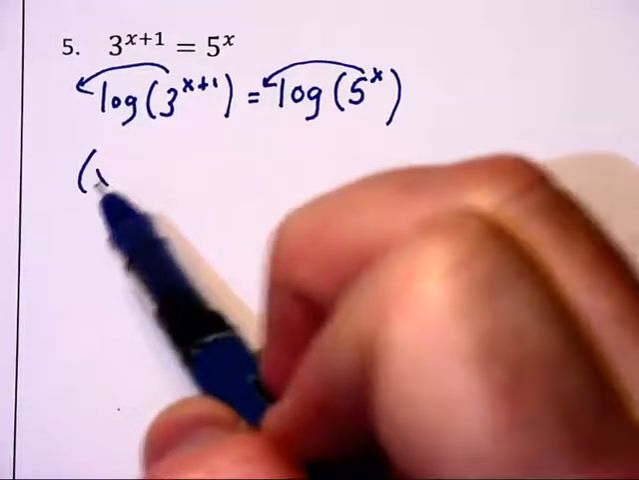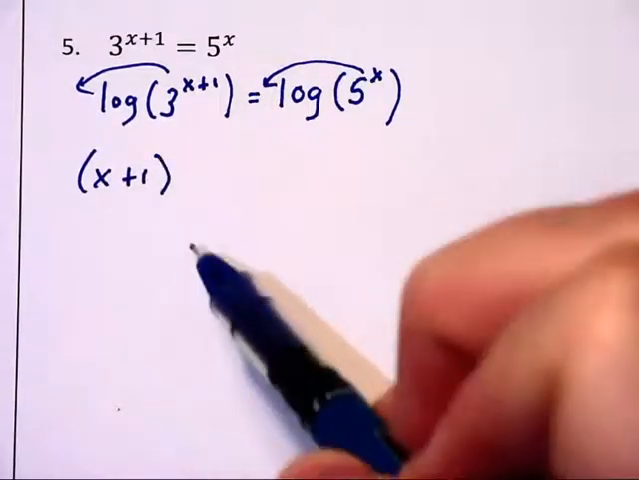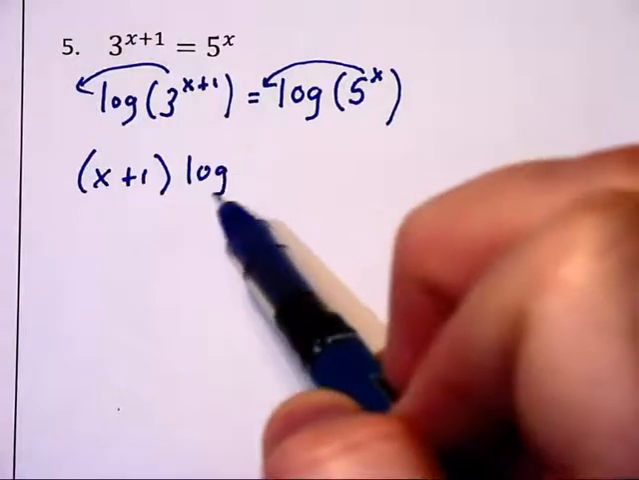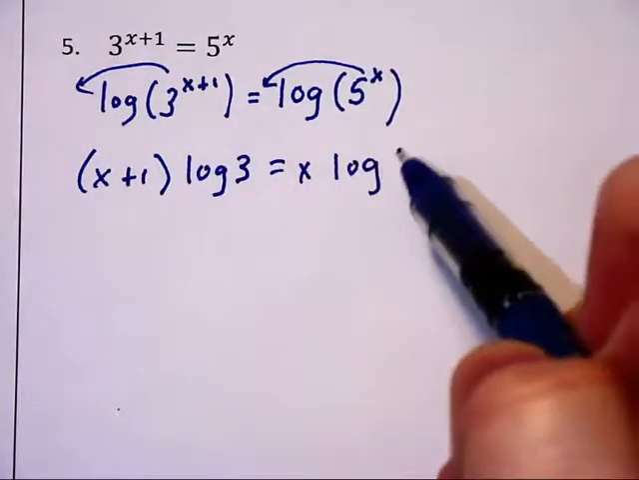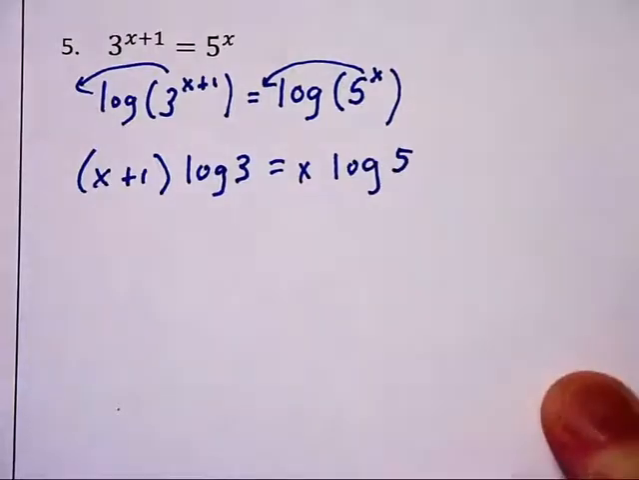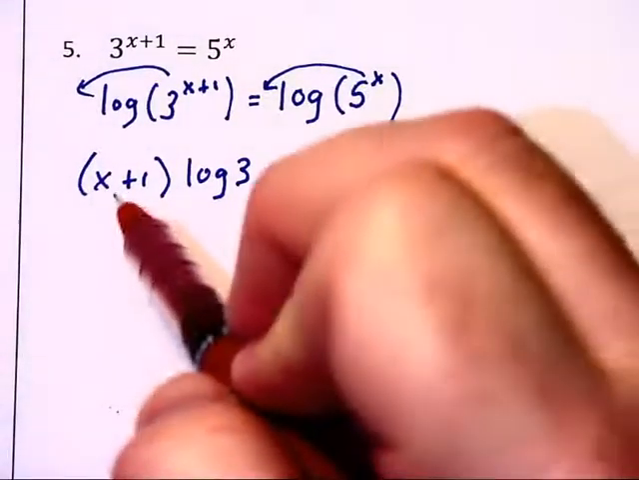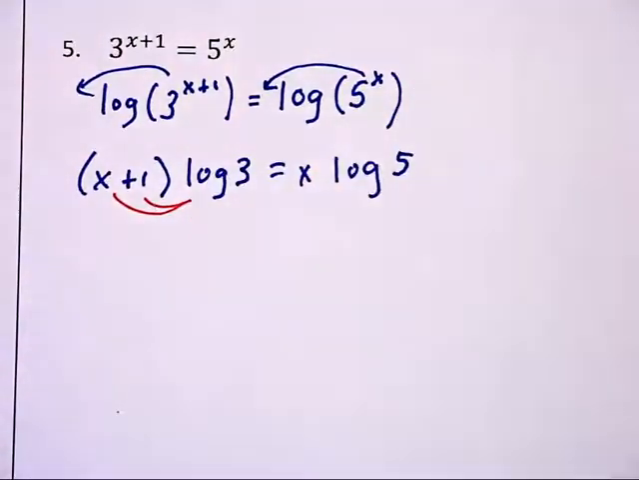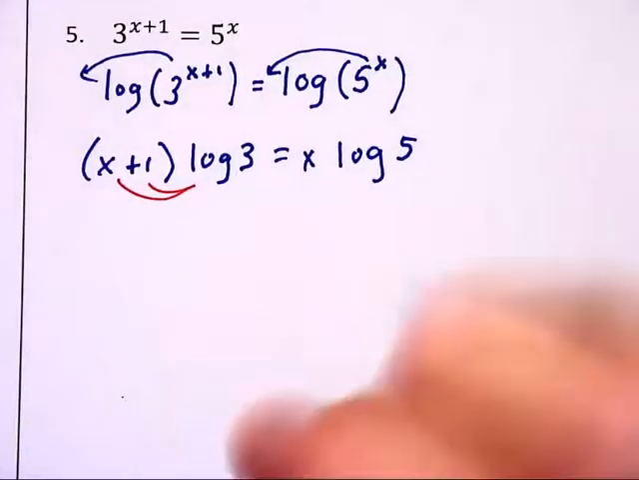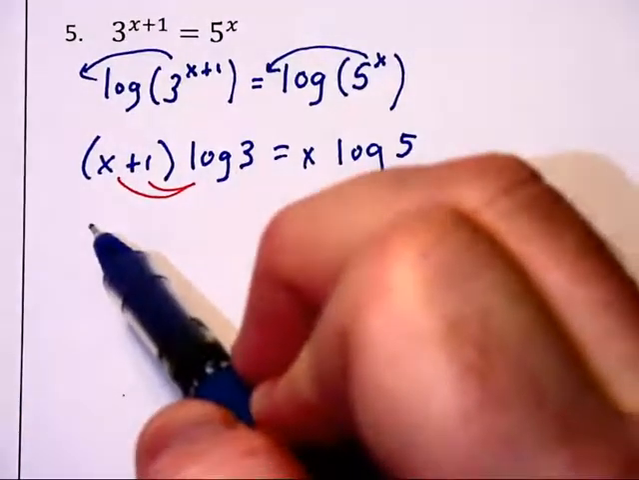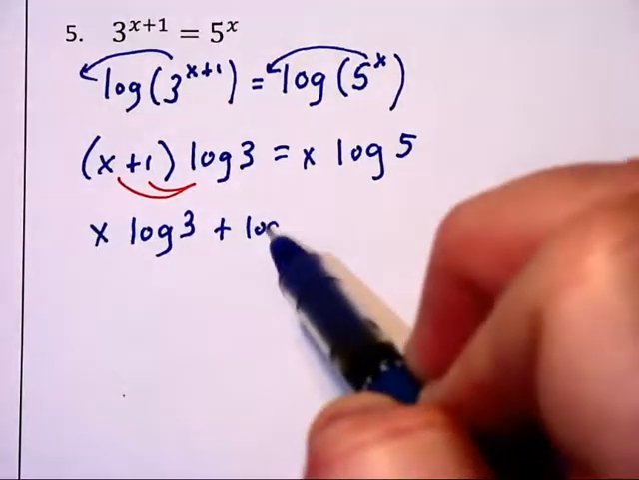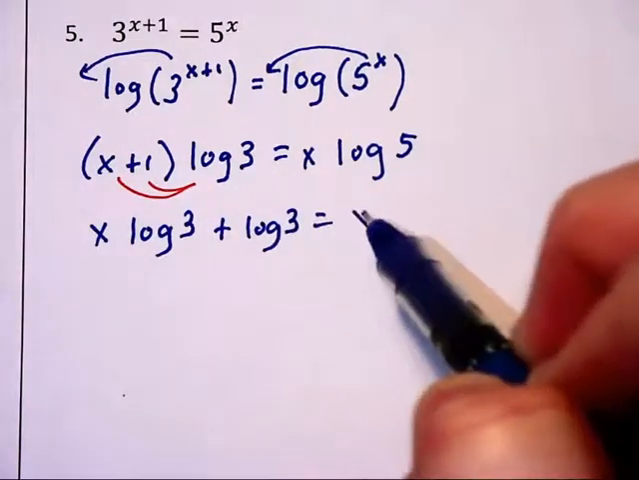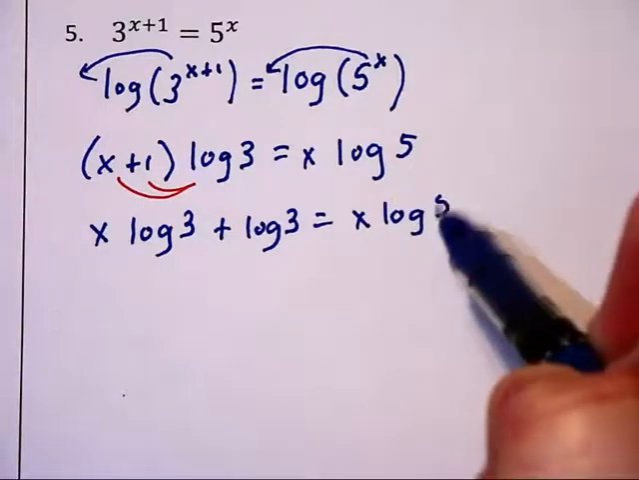So on the left, I'm going to have x plus 1 coming down, make sure it's in parentheses, times the log of 3, equals x times the log of 5. Well, we don't want those parentheses there, so I'm going to distribute on the left-hand side of this equation, and that will give us x log of 3 plus the log of 3 is equal to x log of 5.